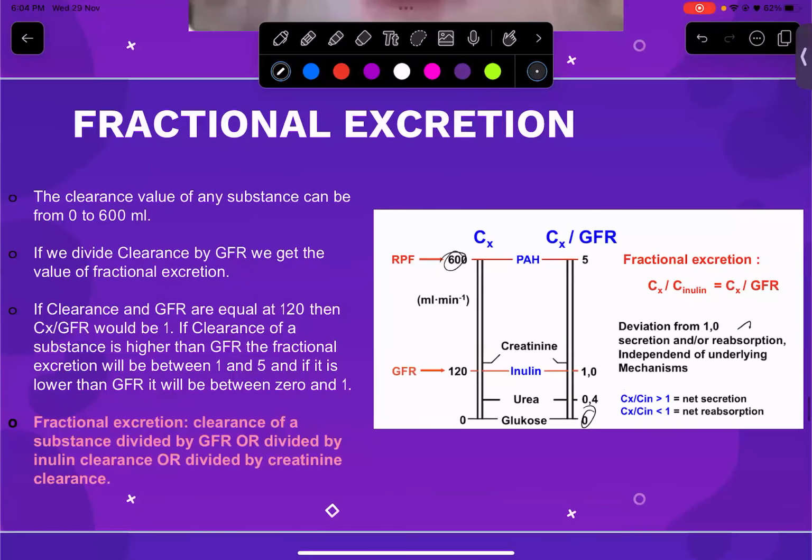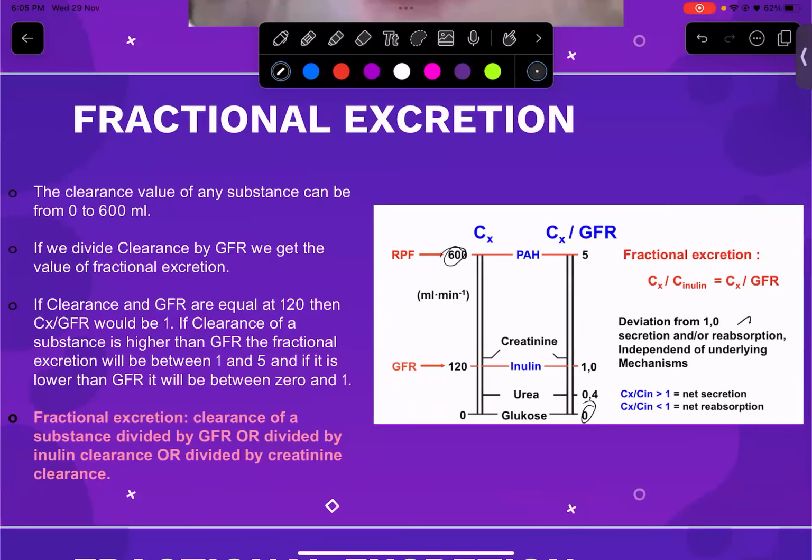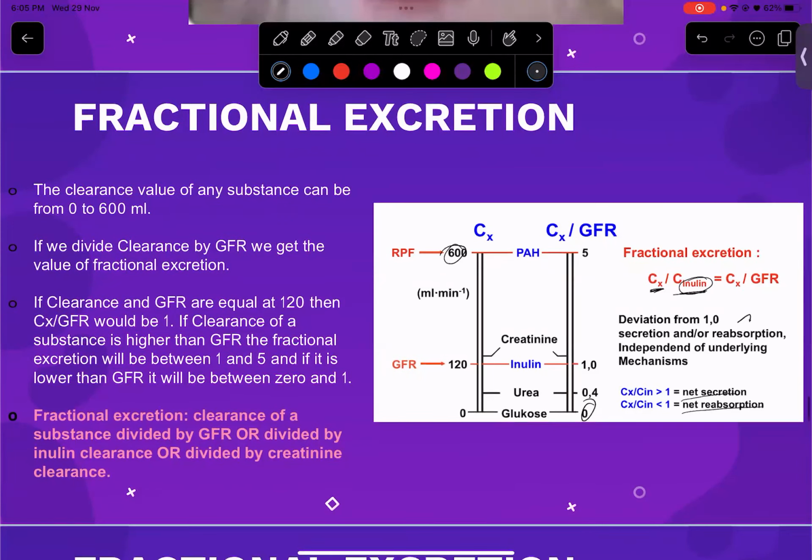If we divide clearance by GFR, we get the value of fractional excretion. So for example, if we divide the clearance of a certain substance by the clearance of GFR, which could be indicated by inulin or creatinine, then we actually get the fractional excretion. The entire reason we look for the fractional excretion is because we want to know if there is a net secretion or net reabsorption. If the fractional excretion is greater than 1, then we have net secretion. And if the fractional excretion is less than 1, then we have net reabsorption.